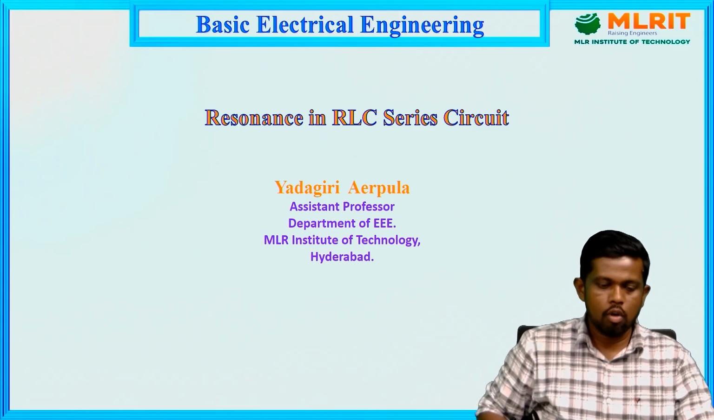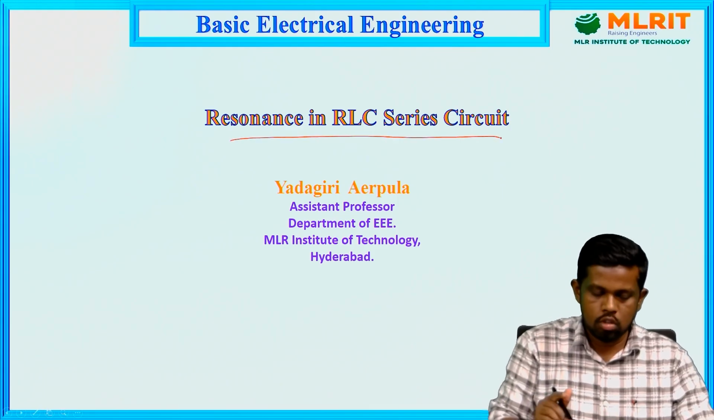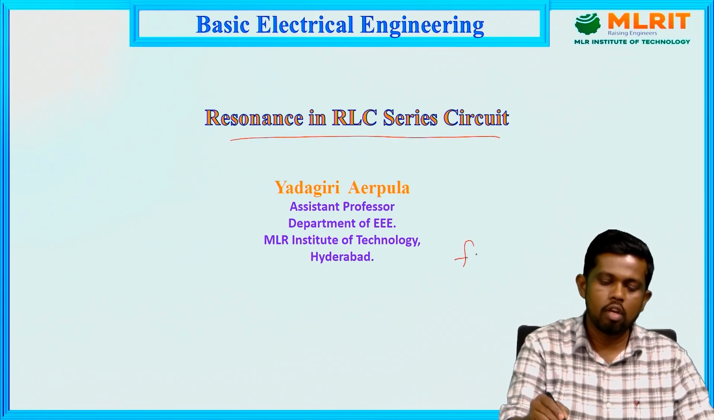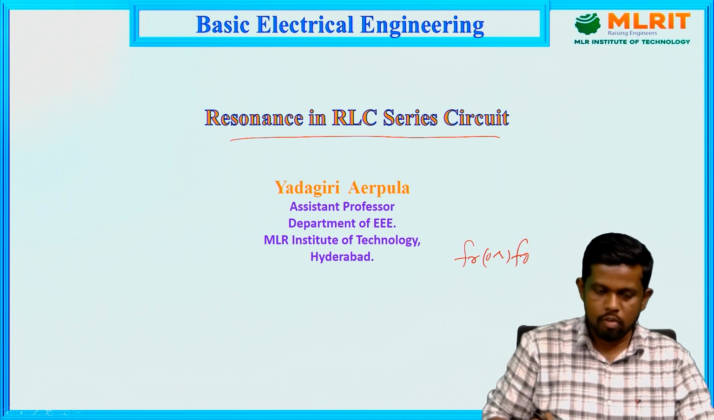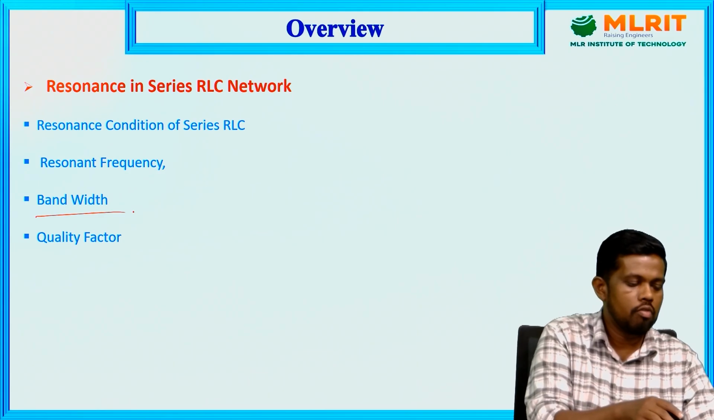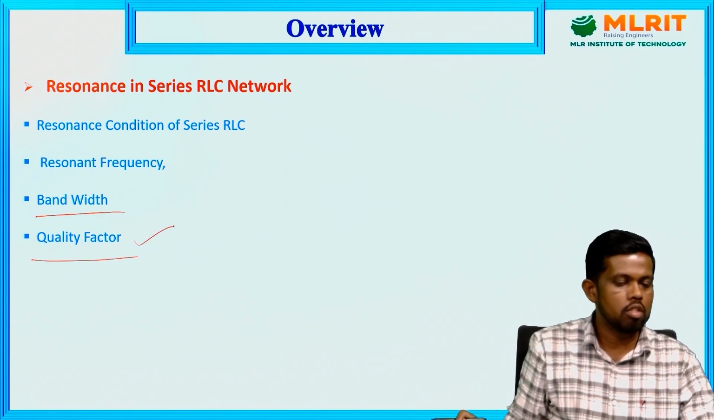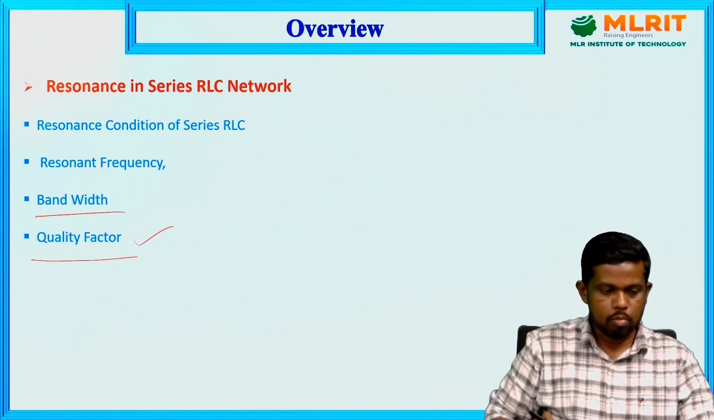In this session, we are going to discuss the resonance condition of the RLC series circuits. We are able to get the resonance frequency value, that is FR or F naught. After that, we need to discuss what is meant by the bandwidth of the network, and then the quality factor of the circuits. So these many things we need to discuss in this session. Now let's begin.